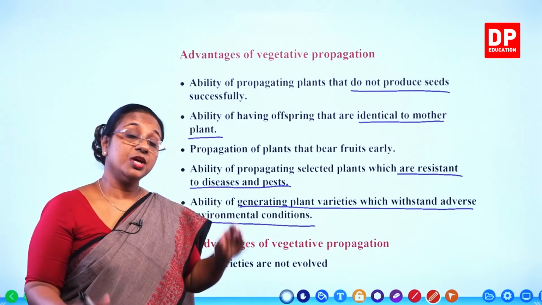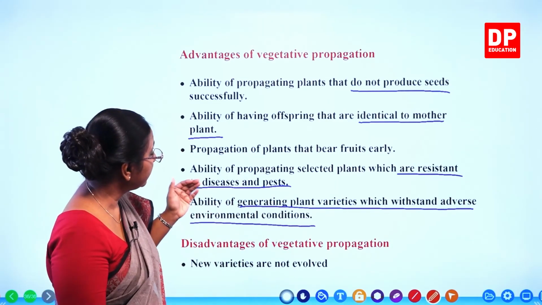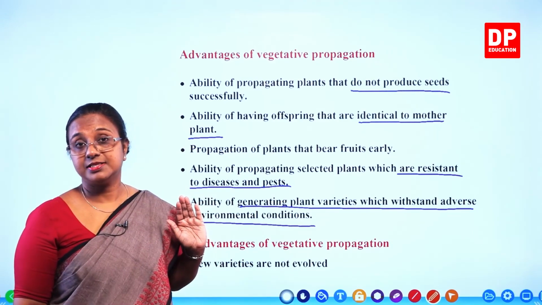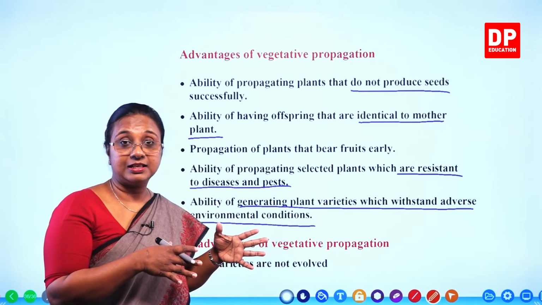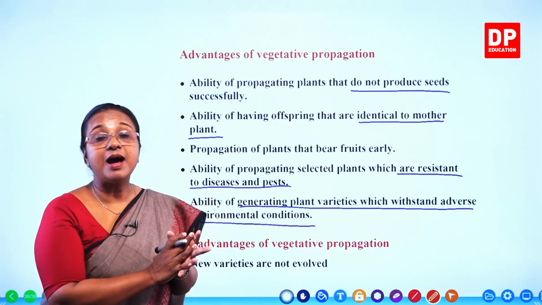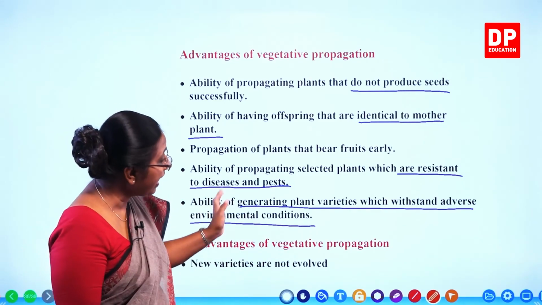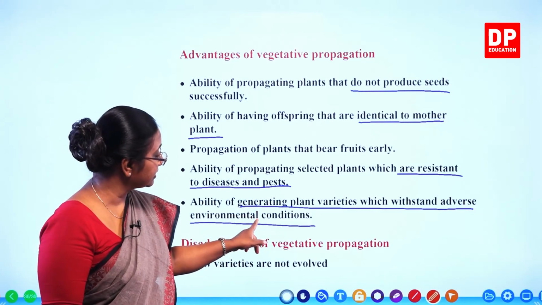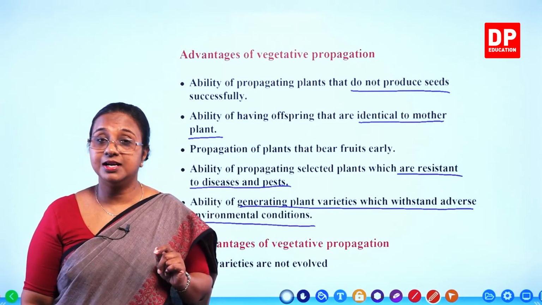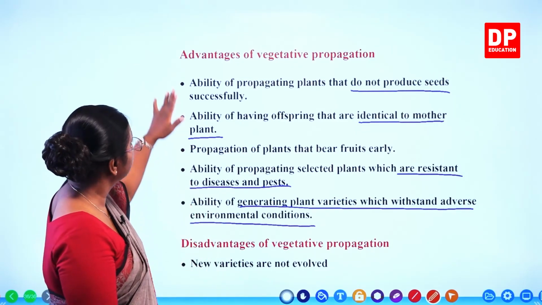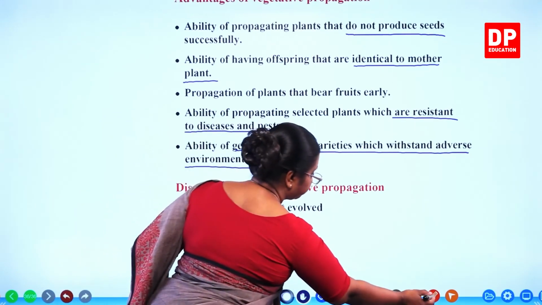We discussed the hybrid tissue, desired characteristics. So, there we can develop new varieties, and also we can select the good plants or the good varieties which have the desired characteristics, and we can propagate them. So, we can select plant varieties which withstand adverse environmental conditions. So, that is possible. Those are the advantages of vegetative propagation.